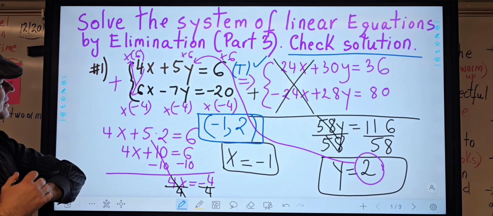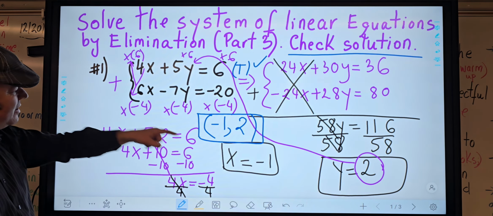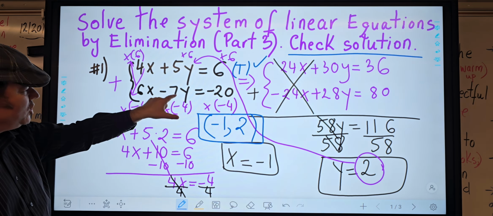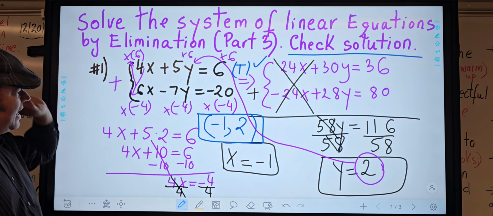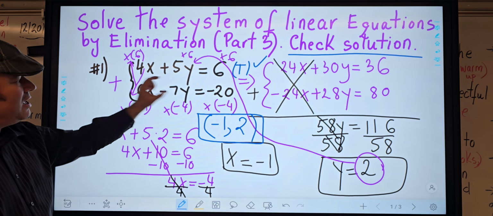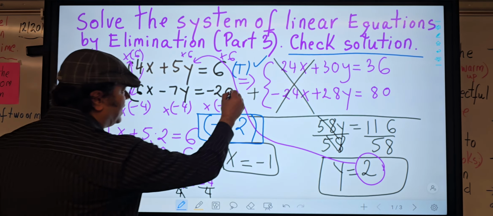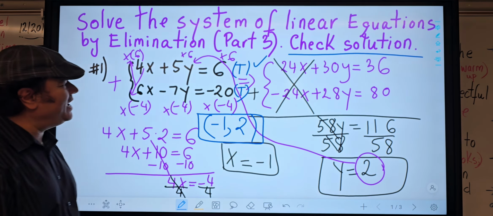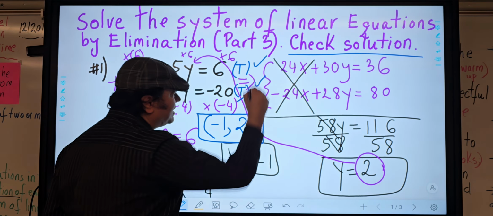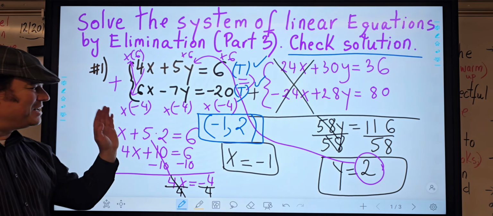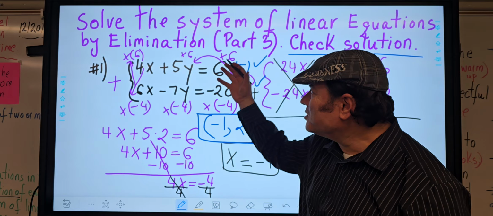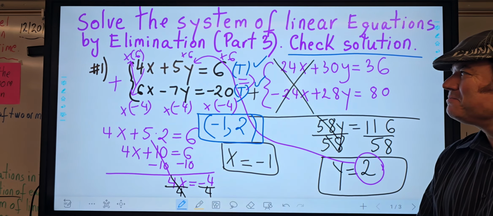And let's see now the second equation. We have 6 times negative 1 becomes negative 6. Minus 7 times 2, which is negative 14. Negative 6 and negative 14 become negative 20. That's correct. Another true statement. Okay? And it works for the second equation. So in fact, negative 1 and 2 is the solution of our system of linear equations.